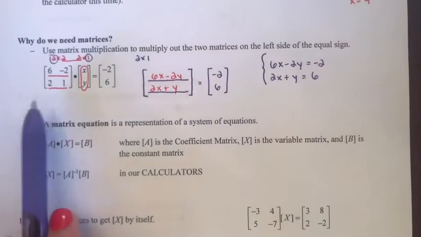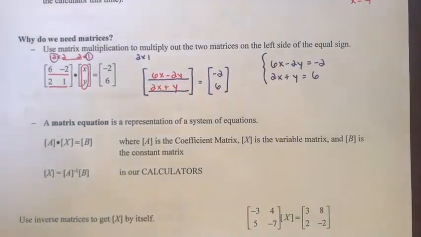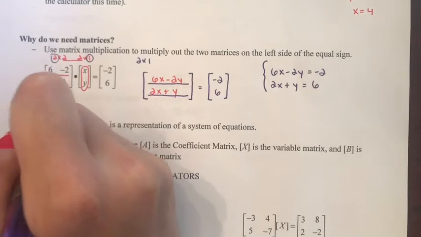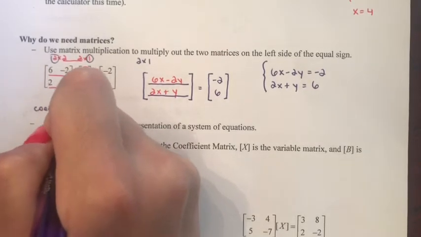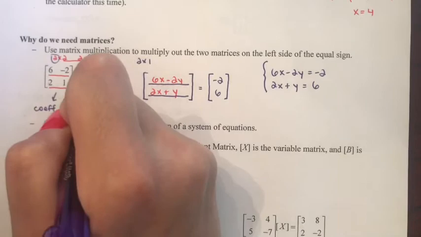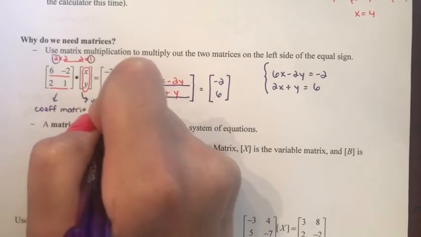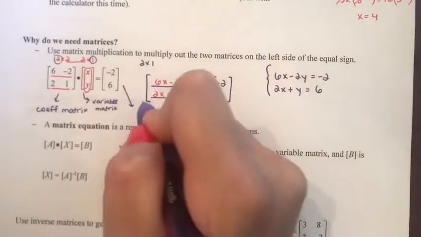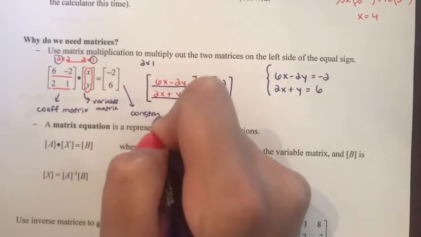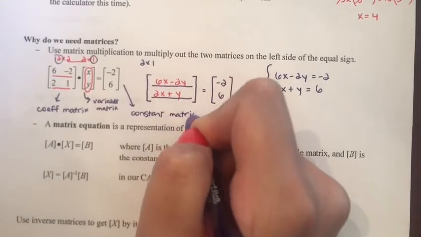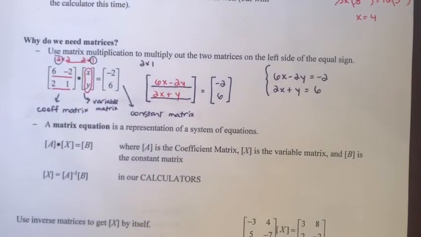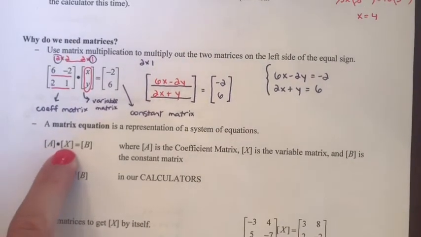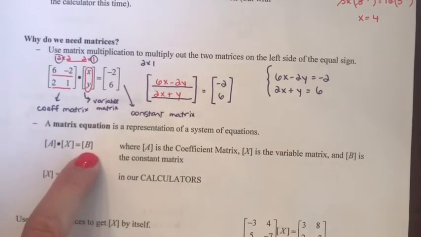Now we call this first matrix the coefficient matrix. This one here is the variable matrix. And here we have our constant matrix. So we have this example here that shows our matrix equation: the coefficient matrix, our variable matrix, and the constant matrix.